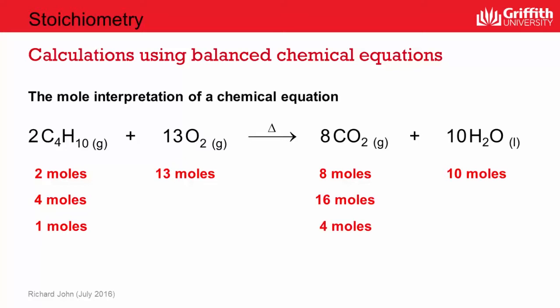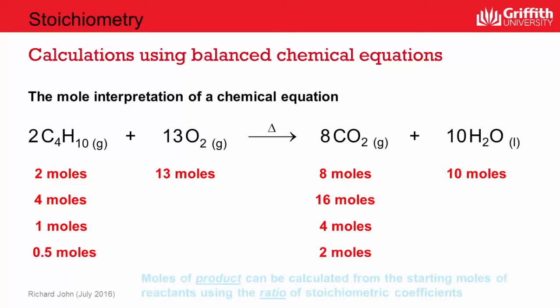That's the same ratio, 8 moles of carbon dioxide for every 2 moles of butane. If I started with 0.5 moles of butane, then 0.5 times 8 on 2 would give me 2 moles of carbon dioxide. So what we've seen here is that the moles of product can be calculated from the starting moles of reactants by using the ratio of the stoichiometric coefficients, and that's crucial in our mole interpretation of a chemical equation.